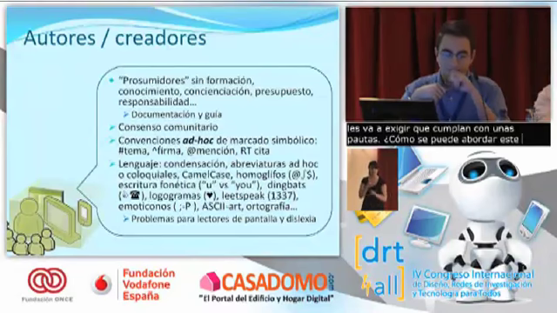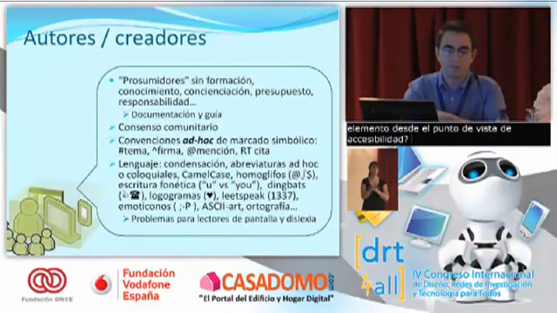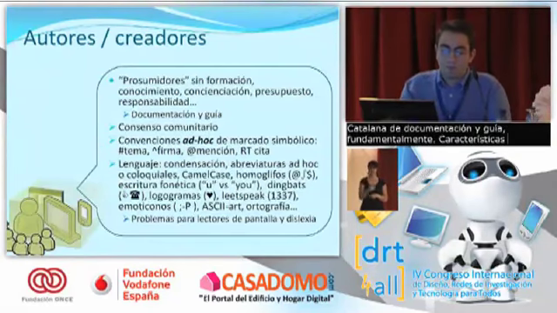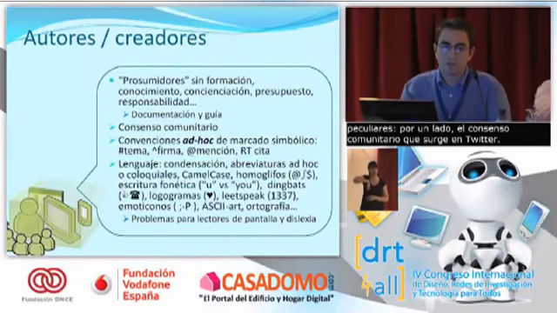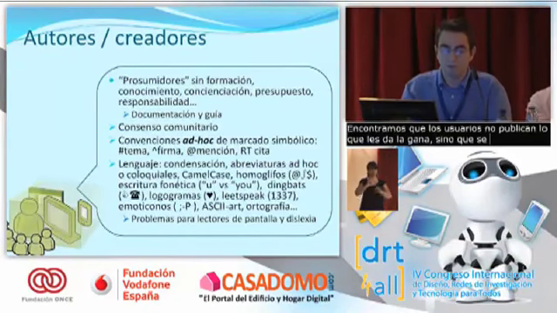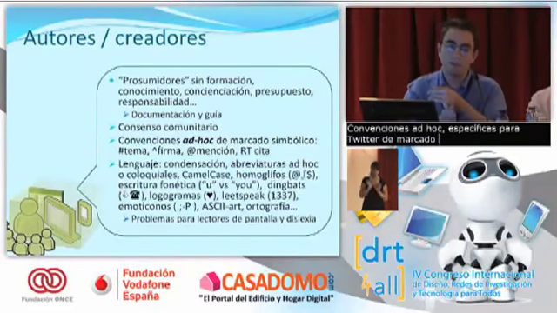And how can we face this from an accessibility point of view? Well, we have to provide documentation and guide them. And what are the most important characteristics? First of all, there is a community that appears on Twitter. Users do not publish whatever they want. They abide by certain rules, by certain conventions, which are ad hoc, specific to Twitter, and have an important symbol.